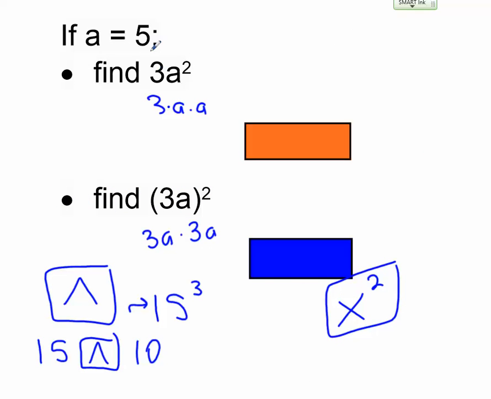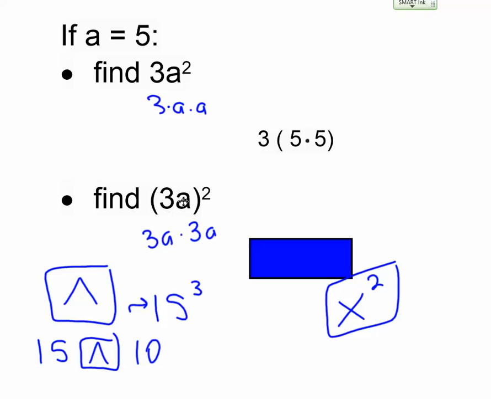Then you practice. If a is 5, find 3a squared. Remember, a squared means a times a, and 3 times that. So really, what you're doing is 3 times 5 times 5. And you do the exponent first, so that's 25 times 3, which is 75.